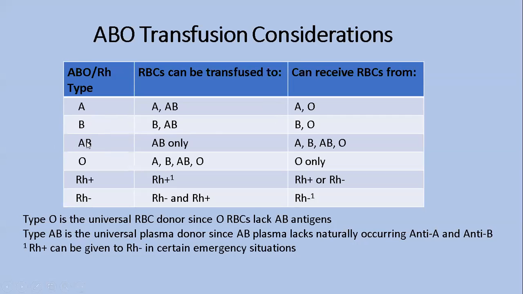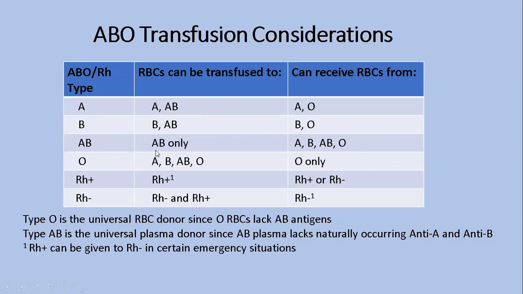When we have someone who's type AB, AB red cells can only be given to another AB individual. We couldn't give AB to someone who's A because someone who's A, remember, lacks the B antigen, so they have anti-B. If we gave them AB, this anti-B would bind to the B antigen of the AB and cause a transfusion reaction. So AB can only be transfused into another AB person.